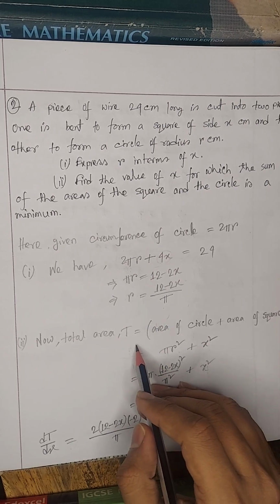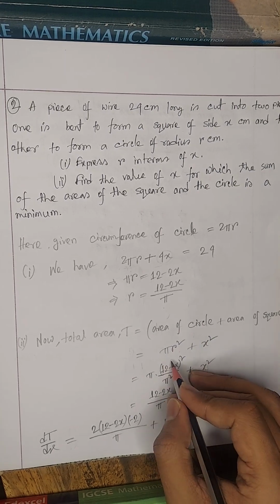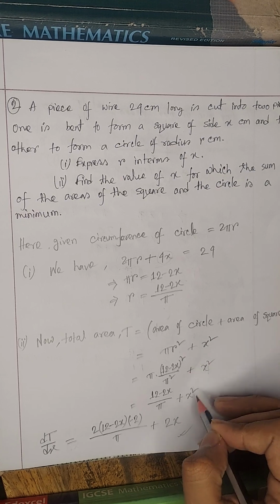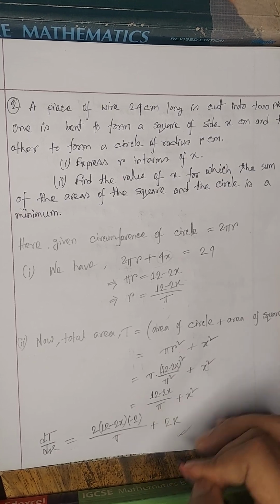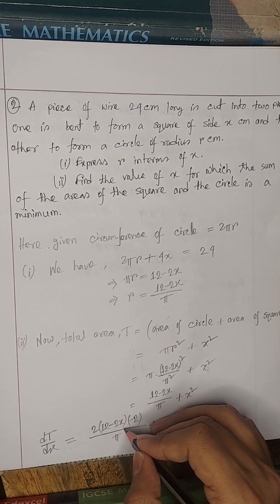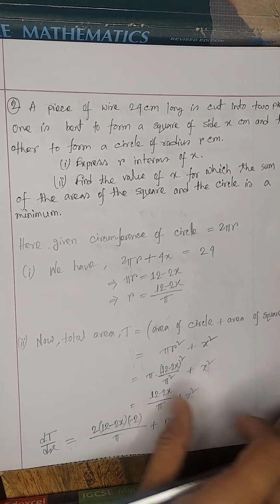Now for the second part, total area is area of circle plus area of square. Area of circle is pi r square, area of square is x square, and if we put the value of r, we get pi times (12 minus 2x by pi) square plus x square, and dt by dx will be 2 times (12 minus 2x) times minus 2 divided by pi plus 2x.